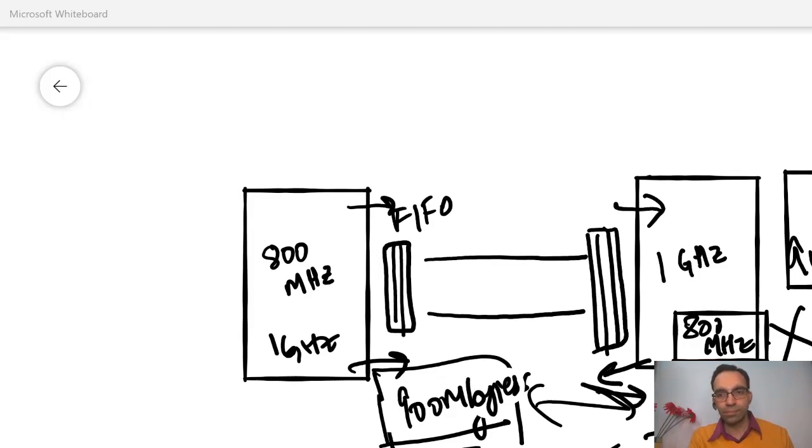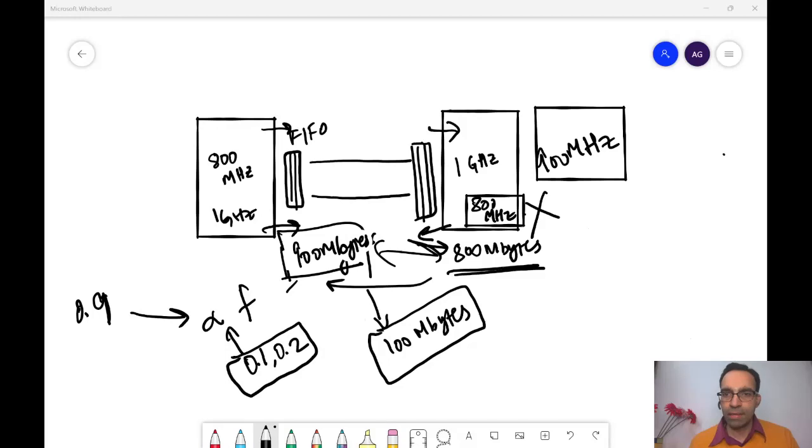Sir, you mean to say that if the receiver is having the higher frequency, we can give the input at a lower frequency also, right? If the receiver is having a 1 gigahertz frequency, so if you want to give the data to that, we can apply the data at lesser than that frequency. Yes.